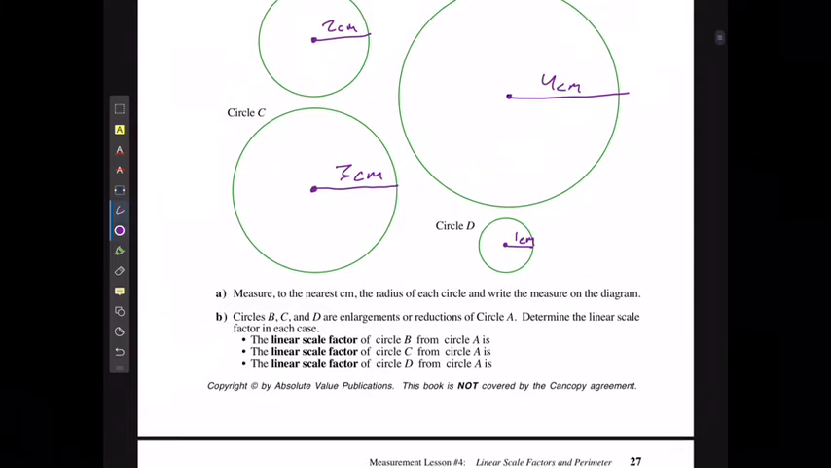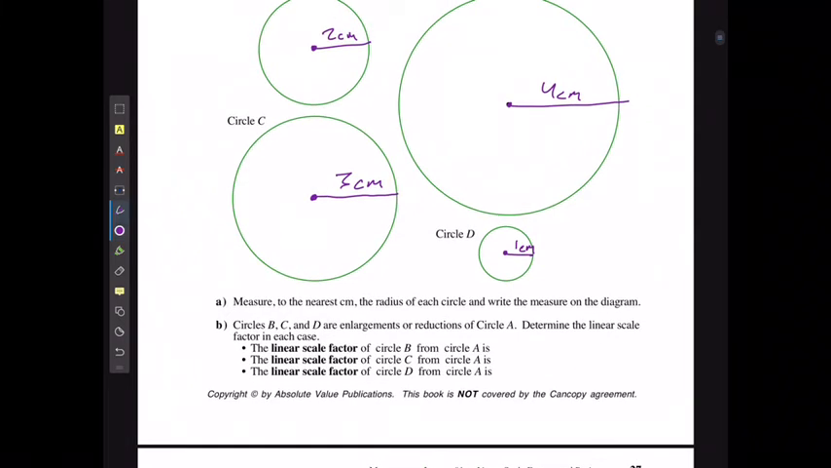Well, for B, it would be 4 over 2 or 2. For C, it would be 3 over 2 or 1.5. And for D, it's going to be 1 over 2 or 0.5.